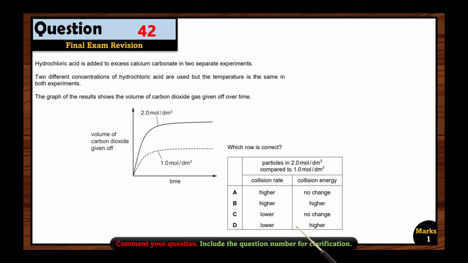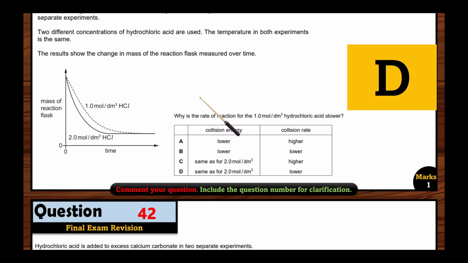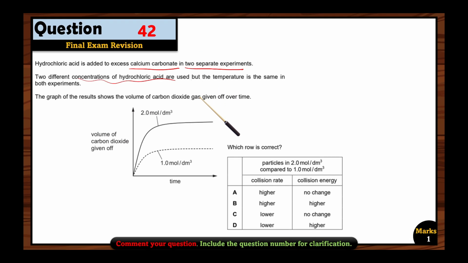Question 42. HCl is added to excess calcium carbonate in two separate experiments. Two different concentrations of hydrochloric acid are used, but the temperature is the same again. Okay, the graph of the results shows the volume of carbon dioxide given off over time. So these two questions are the same, but there they were measuring the reactant, and now in question 42 they are measuring the product, the carbon dioxide that is produced, right?